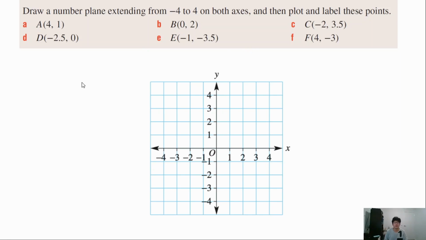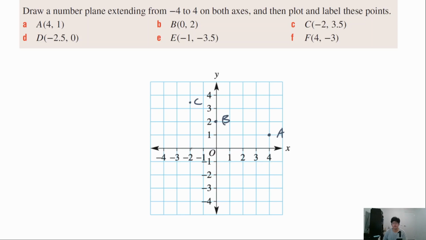Alright, so the first point is at 4, 1, so that means we go to the right 4 spaces and we go up 1 space. That will be right there, that's A. B will be 0, 2, that's straight on the origin, up 2 spaces. That will be B. Next one is C, you go left 2 spaces and up 3.5 spaces. That would be right there, that is C.